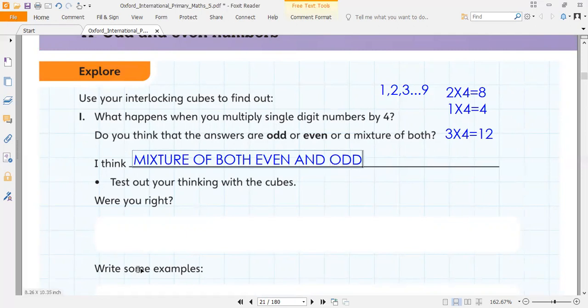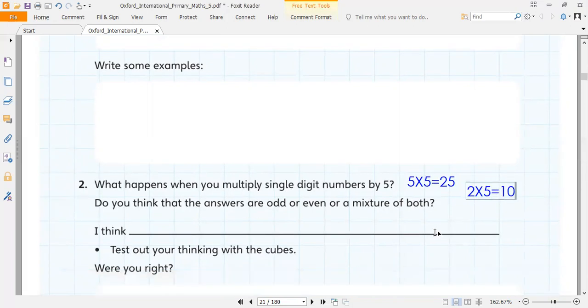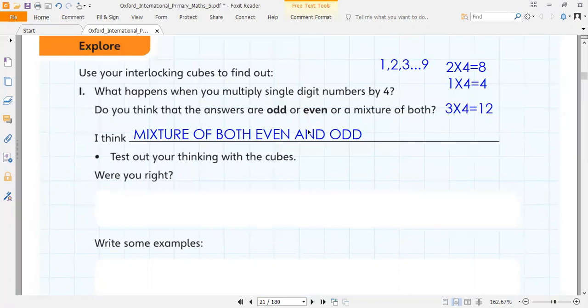Okay. So next is test your thinking with cubes. Write some examples. So here is another question. What happens when you multiply a single digit number with 5? So multiply 5 with 5. That will equal 25. If you multiply 2 with 5, then it will equal 10. So it will be a mixture of both odd. No, here it will be only even.